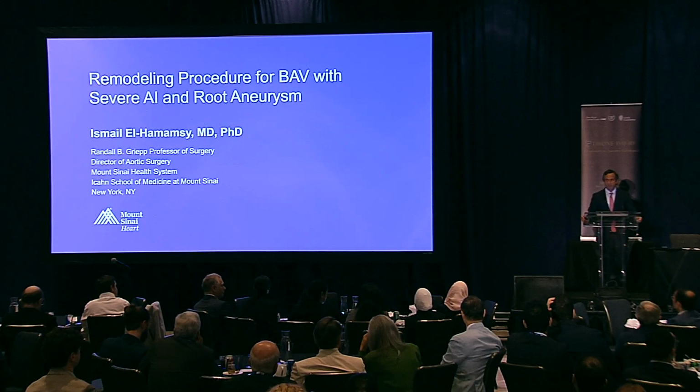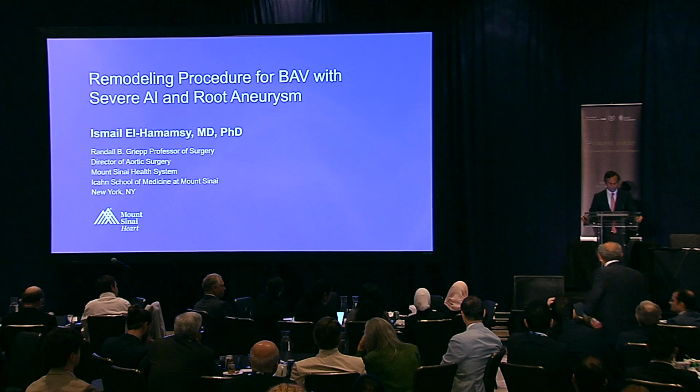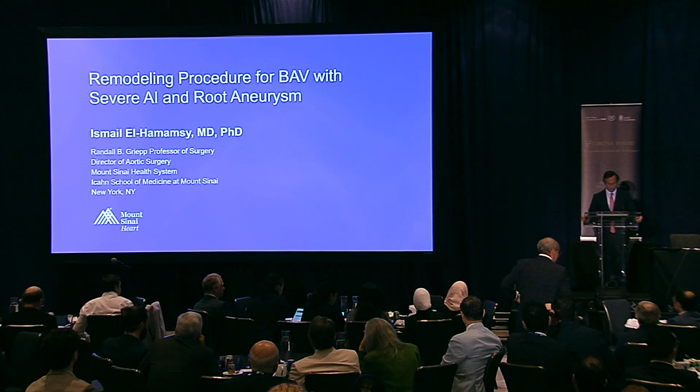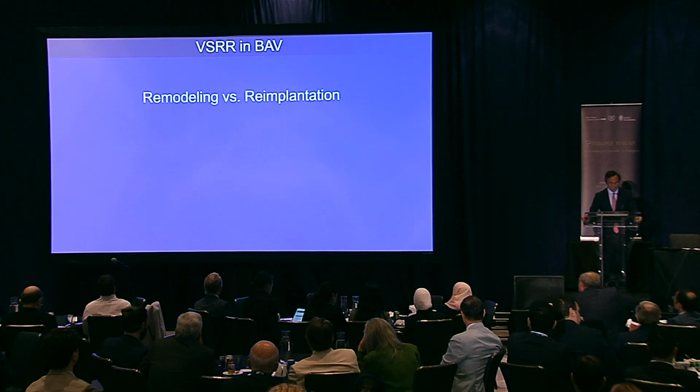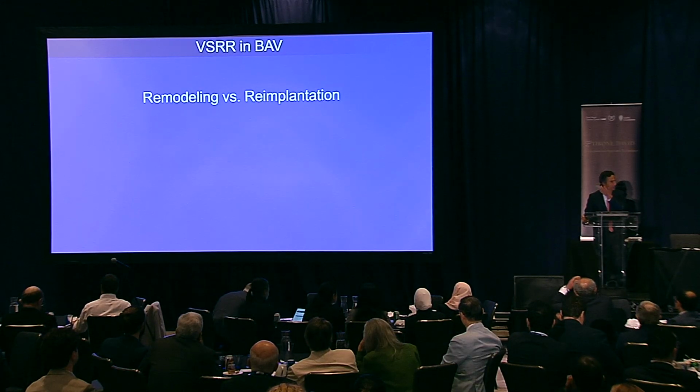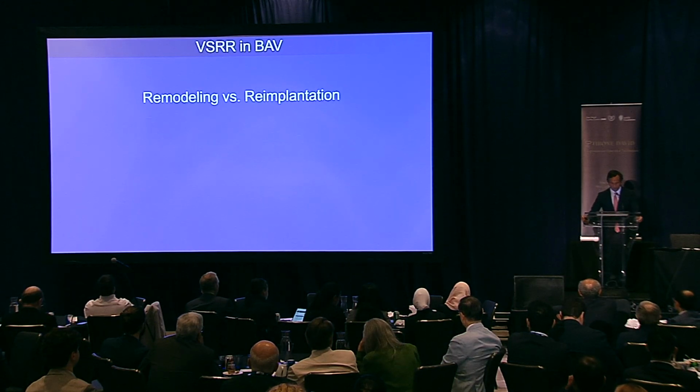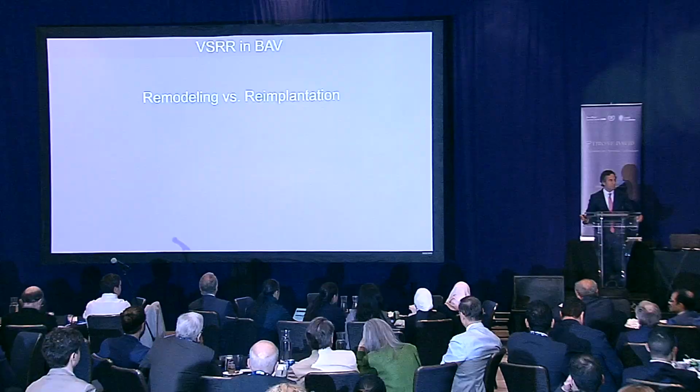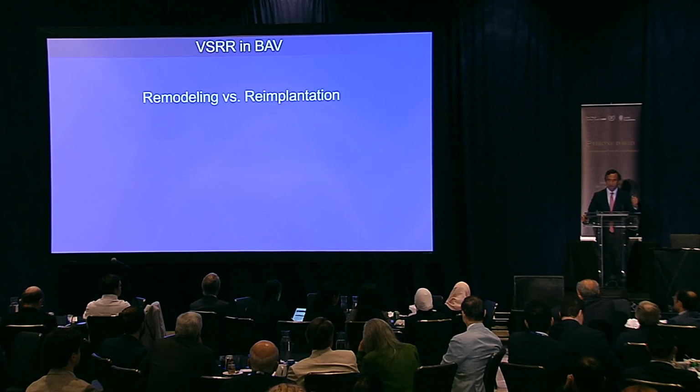So what I'll be presenting now is the remodeling procedure for bicuspid and severe AI with a root aneurysm. I'll just give a couple of slides before I show you a 7-minute video, so it's a long version of the video. My first slide is, there's always this topic of remodeling versus reimplantation.